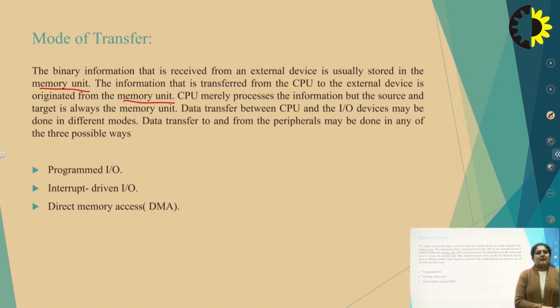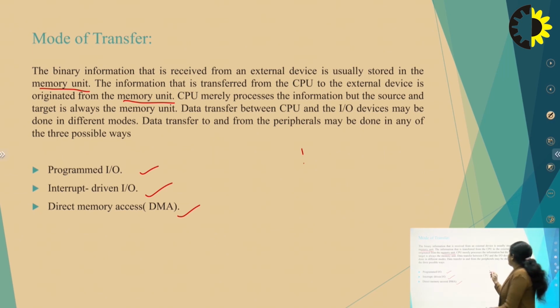So the data transfer to and from peripheral devices may be done in three possible ways: programmed input-output, interrupt-driven or interrupt-initiated input-output, and lastly DMA. We will discuss these briefly, but we should understand programmed input-output and interrupt-driven input-output. In both, the involvement of the CPU is a must.